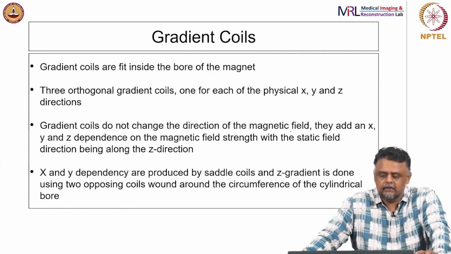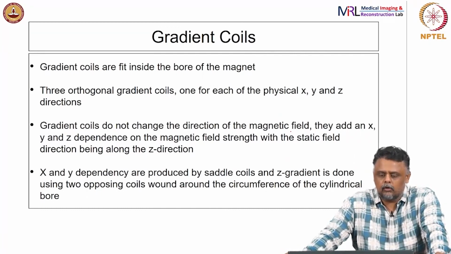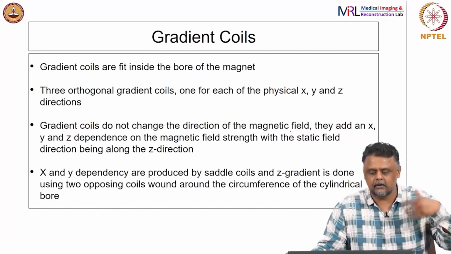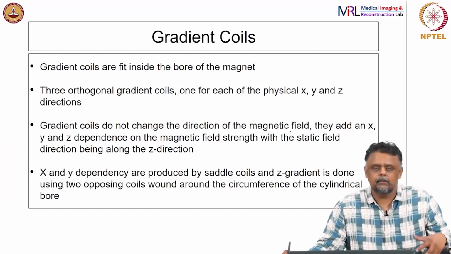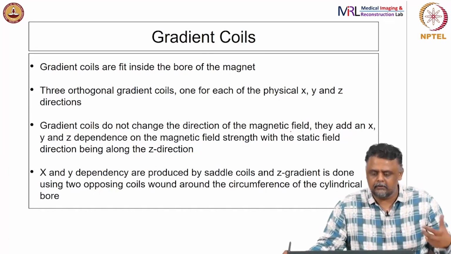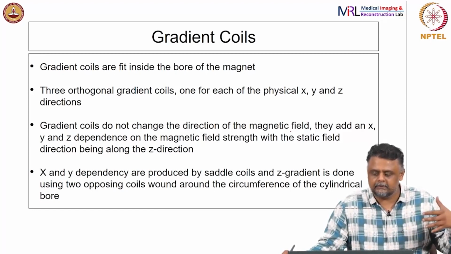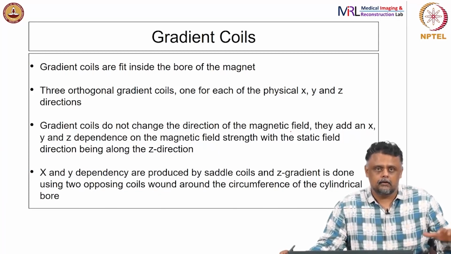Now the gradient coils, we will see a little bit more about this later on. These gradient coils are basically current carrying wires, and these current carrying wires give rise to magnetic fields. They fit inside the bore of the magnet. There are 3 coils, each one of them orthogonal, producing magnetic field gradients orthogonal to each other. The gradient coils do not change the direction of the magnetic field. They just add an x, y and z dependency on the magnetic field strength.